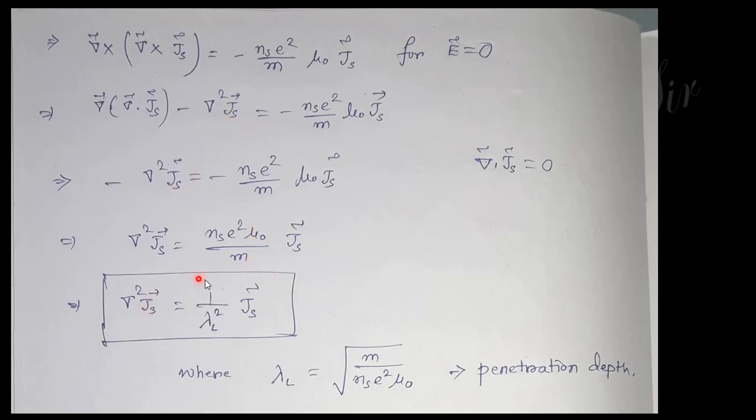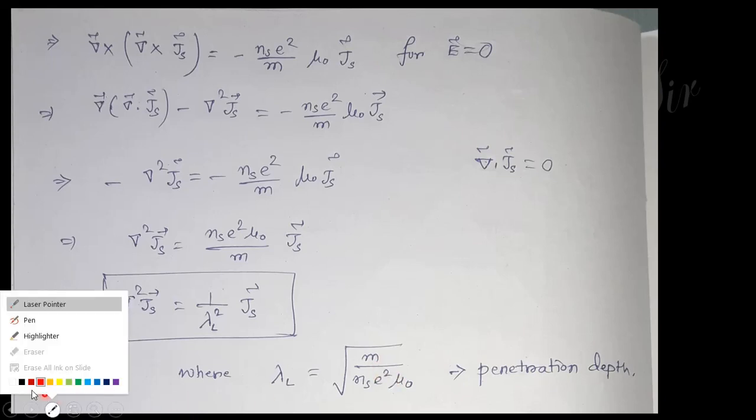In this expression, this is known as the penetration depth. Lambda L is the root of m by mu naught n_s e squared, which is the penetration depth. And m is not the rest mass, m is the effective mass. Actually the mass will be changed within the superconducting state of the electron. Superconducting electron mass will be changed. This is the effective mass.